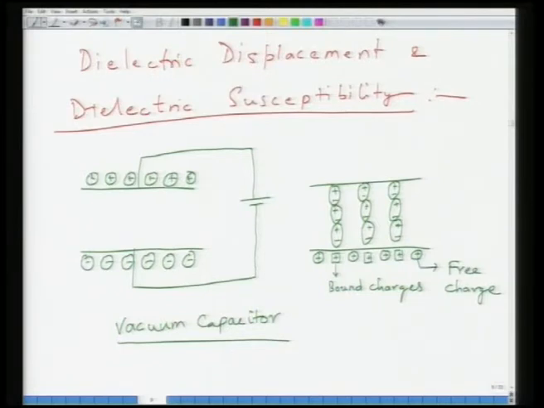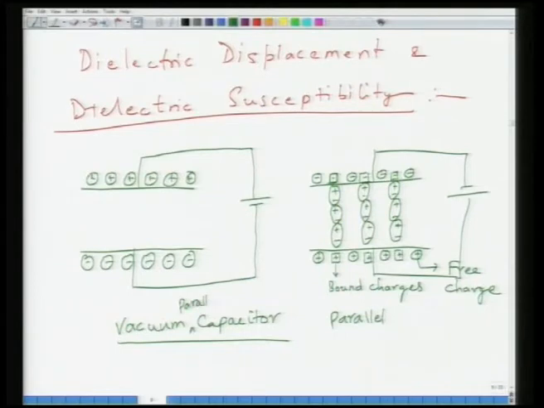So, here you have, and this is of course connected to a circuit. So, the situation is like this. So, this is a parallel plate vacuum capacitor, and this is a parallel plate capacitor with dielectric.